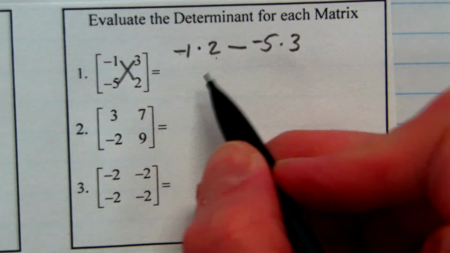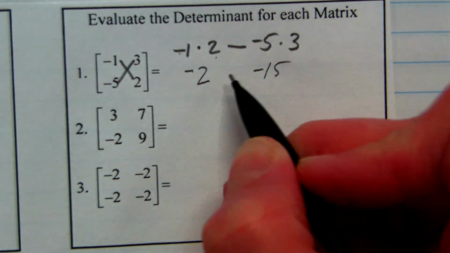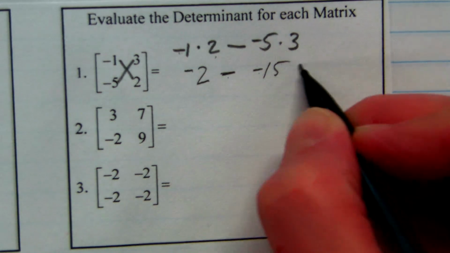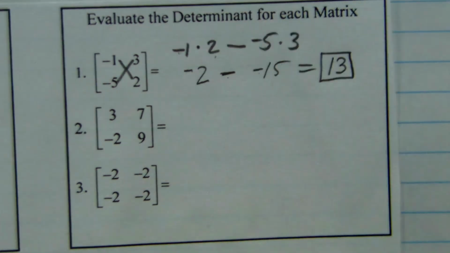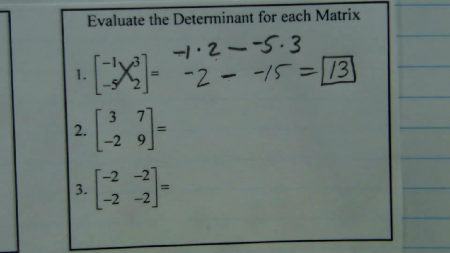So negative 1 times 2 is negative 2. Negative 5 times 3 is negative 15. And then I'm subtracting that, which means it's negative 2 plus 15. And the determinant then for this matrix is 13. So sometimes it'll be positive, sometimes negative. And sometimes you'll get 0, and like I said, we'll talk about the meaning of that more in a little bit. All right, so let's just do a couple more.